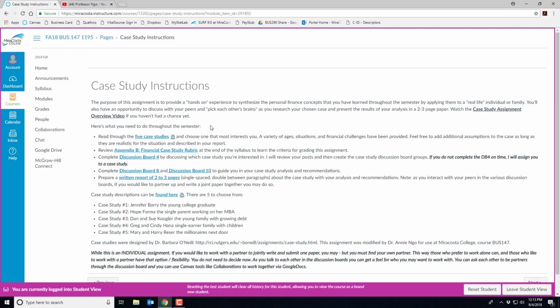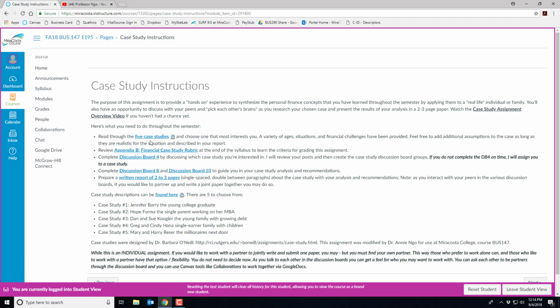So the purpose of this assignment is to provide a hands-on experience where you can use everything you've learned in this class to apply it to a real-life individual or family. You are responsible for analyzing a financial case study throughout the semester with a final 2 to 3 page paper due at the end of the semester. So here's an overview of the assignment, and with each assignment component there'll be detailed instructions. But here's what you can expect.